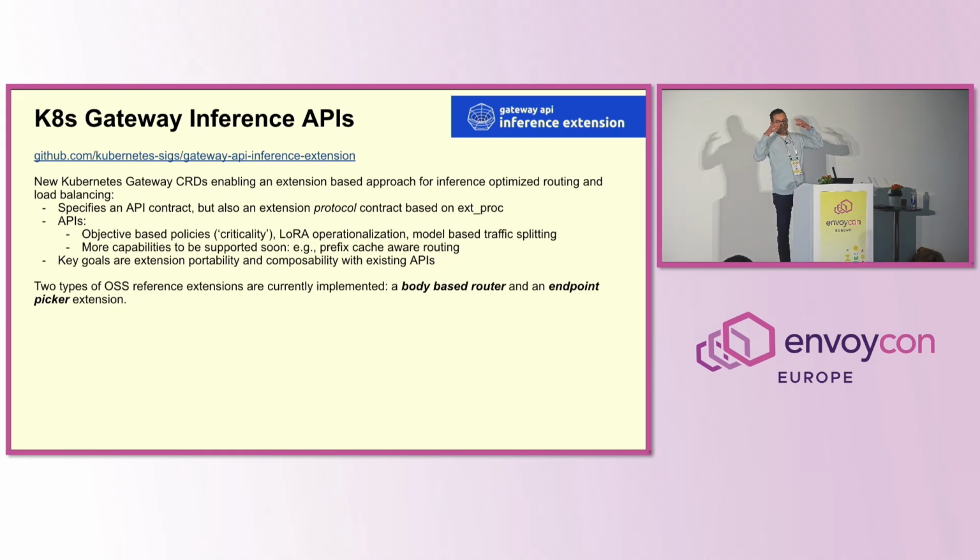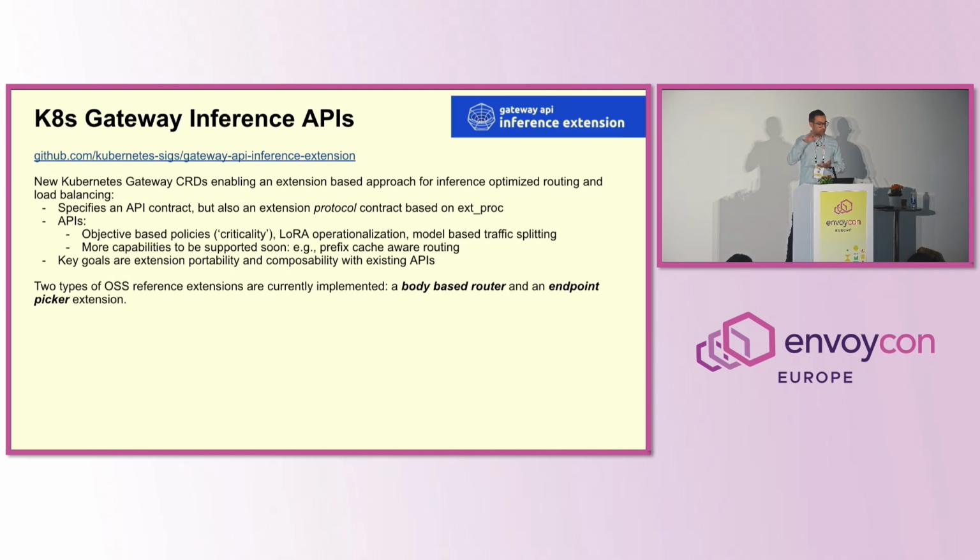So these new CRDs, these new custom resources, specify an API contract. Essentially, how do you do model-aware routing? How do you specify policies per model or per inference pool? But they're also specifying an extension protocol contract that's based on ext_proc.